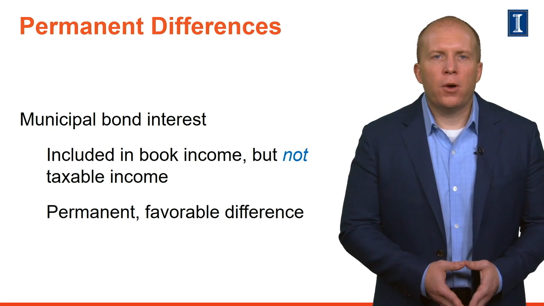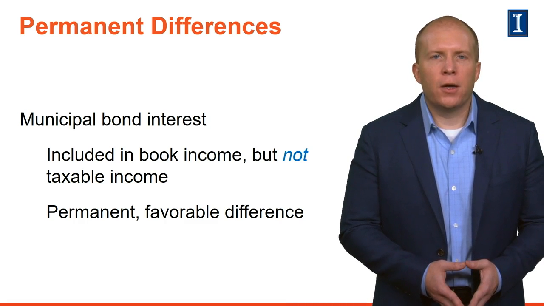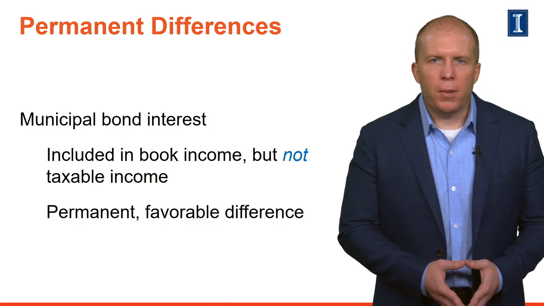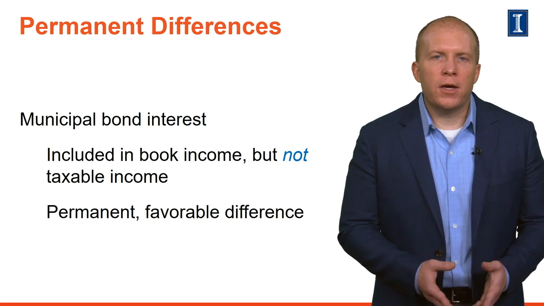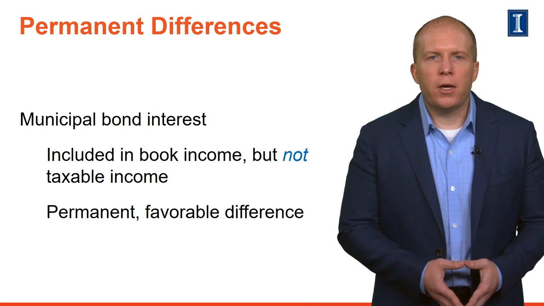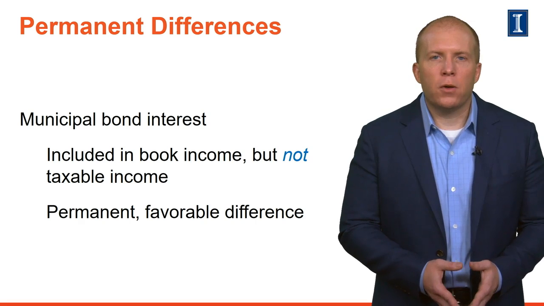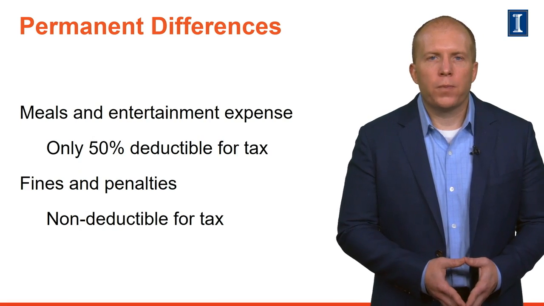Another very common permanent book tax difference is the interest income from municipal bonds. Municipal bond interest is included in book income as it is a source of realized income. However, to incentivize investment in municipal bonds, which typically offer lower rates of return than other types of bonds, Congress excludes municipal bond interest from taxable income. This book tax difference is favorable in that it is deducted from book income to determine taxable income.